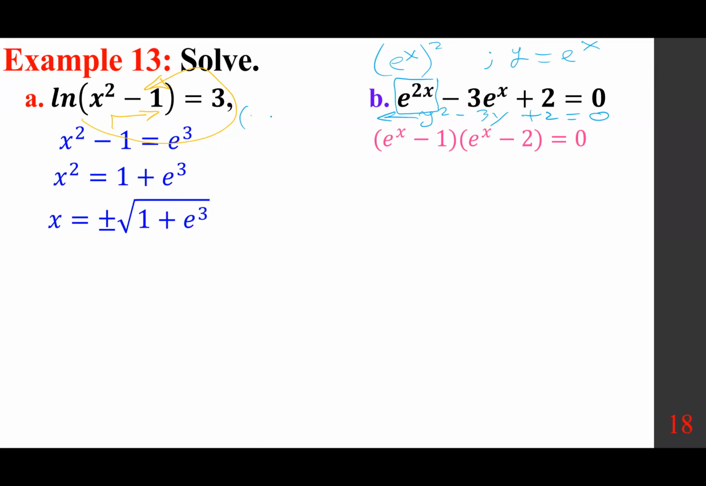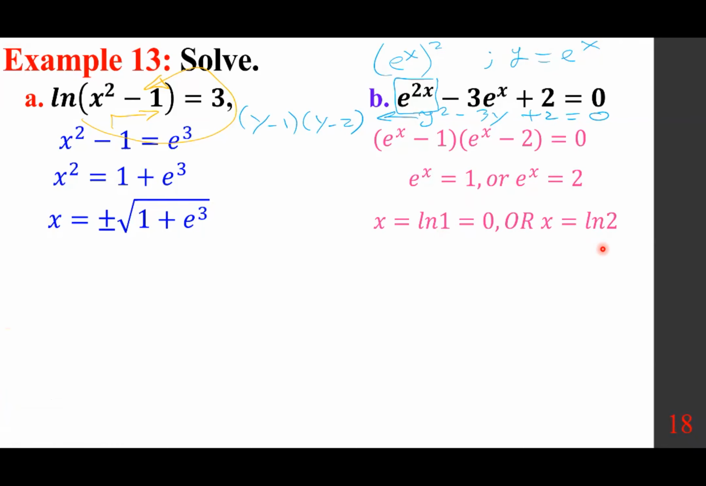Factor this one as y minus 1, y minus 2, and then replace the y with e to the power of x. So the first one says e to the power of x is 1, the second one says it's 2. And what this means, x is ln 1. This means x is ln 2. And ln 1, everybody should know, is 0. So according to this, ln 1, which is 0, according to this, ln 2.